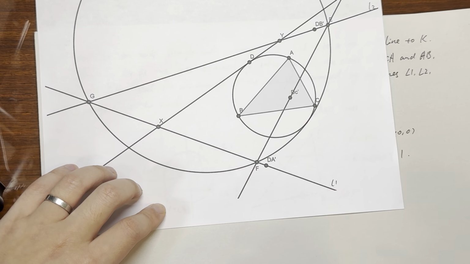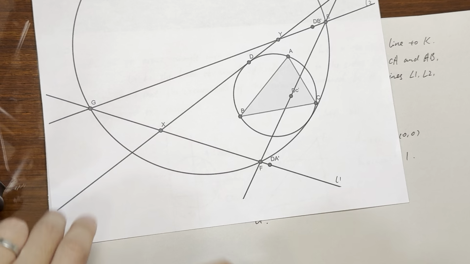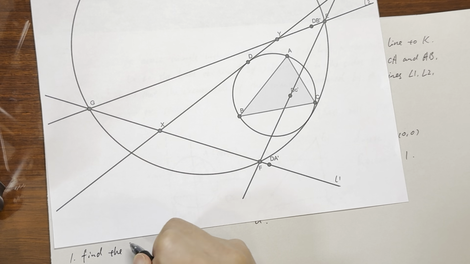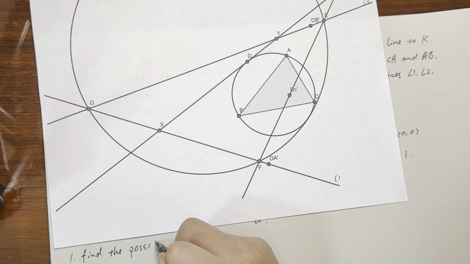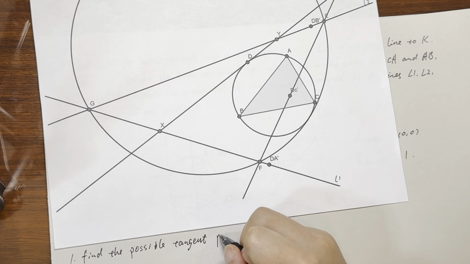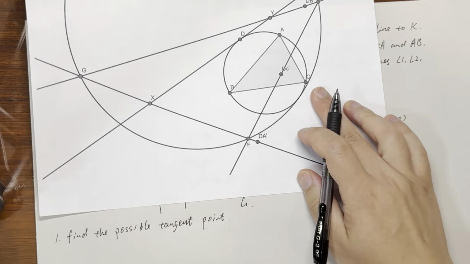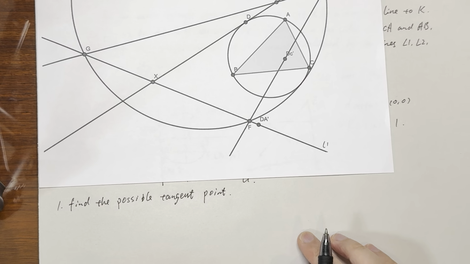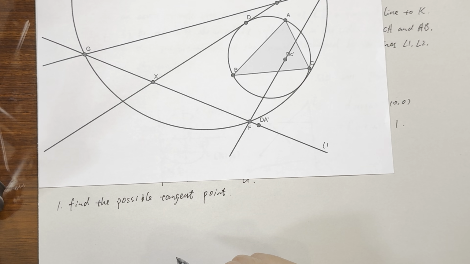So the idea is that first, we find the possible tangent point. We need to find the possible tangent point and find the property of this tangent point.